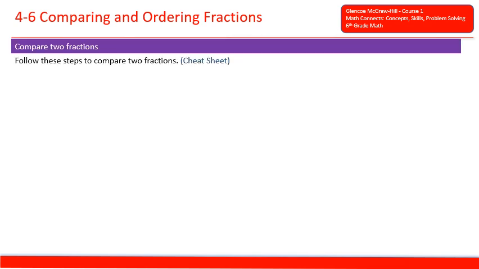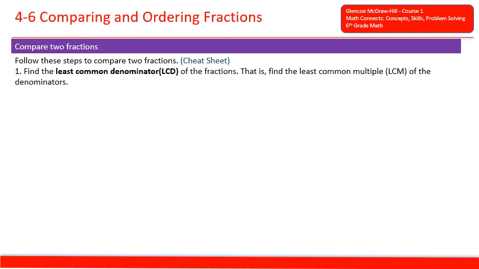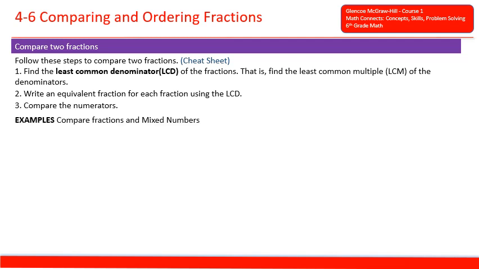Compare two fractions. Follow these steps to compare two fractions. 1. Find the least common denominator, or LCD, of the fractions. That is, find the least common multiple of the denominators. Least common multiple is LCM. 2. Write an equivalent fraction for each fraction using the LCD. 3. Then compare the numerators. So, compare fractions and mixed numbers. Replace each shaded area with a less than, greater than, or equal to make a true sentence.